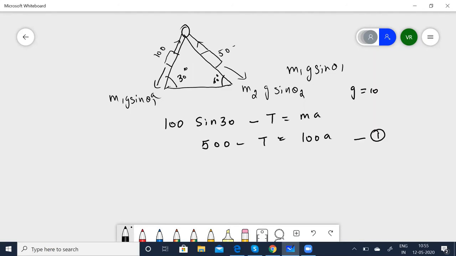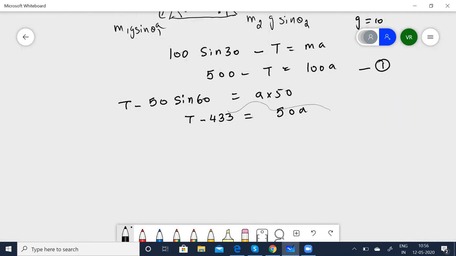Now for the 50 kg mass, it is T minus 50 times sine 60 is equal to 50 into a. Sine 60 is root 3 by 2, so when I calculate 50 times sine 60, that gives 433. So T minus 433 is equal to 50a.